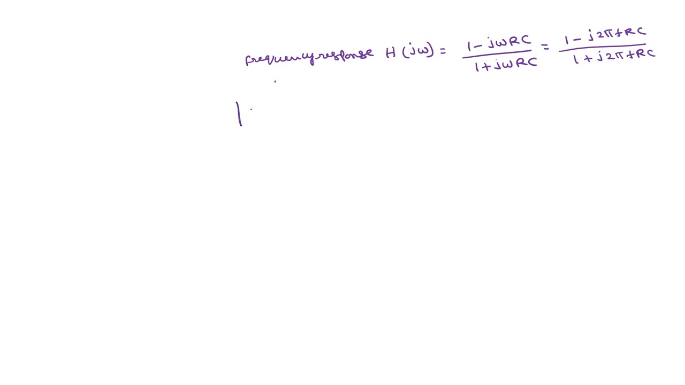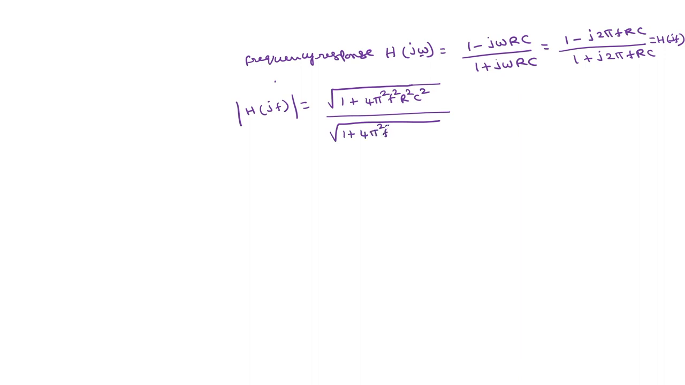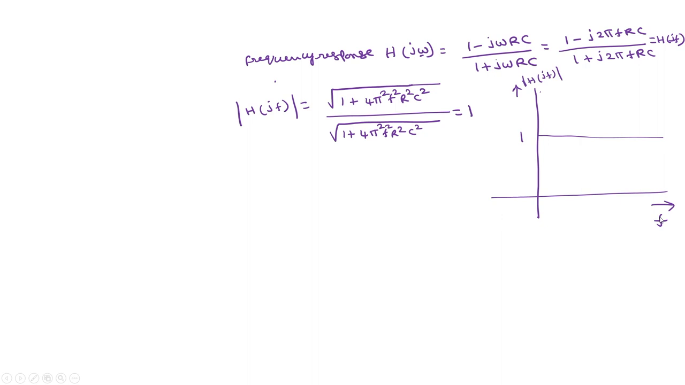So what is the magnitude of this? You can call it H of j f, because we are using f, here we were using omega. So what is the magnitude of H of j f? The magnitude of the numerator is the square root of real part squared plus imaginary part squared, 1 plus 4 pi square f square R square C square. What about the denominator? The denominator is the same thing. This means if I plot the magnitude response, this is flat, this is unity. It means it passes all the frequencies with the same gain.